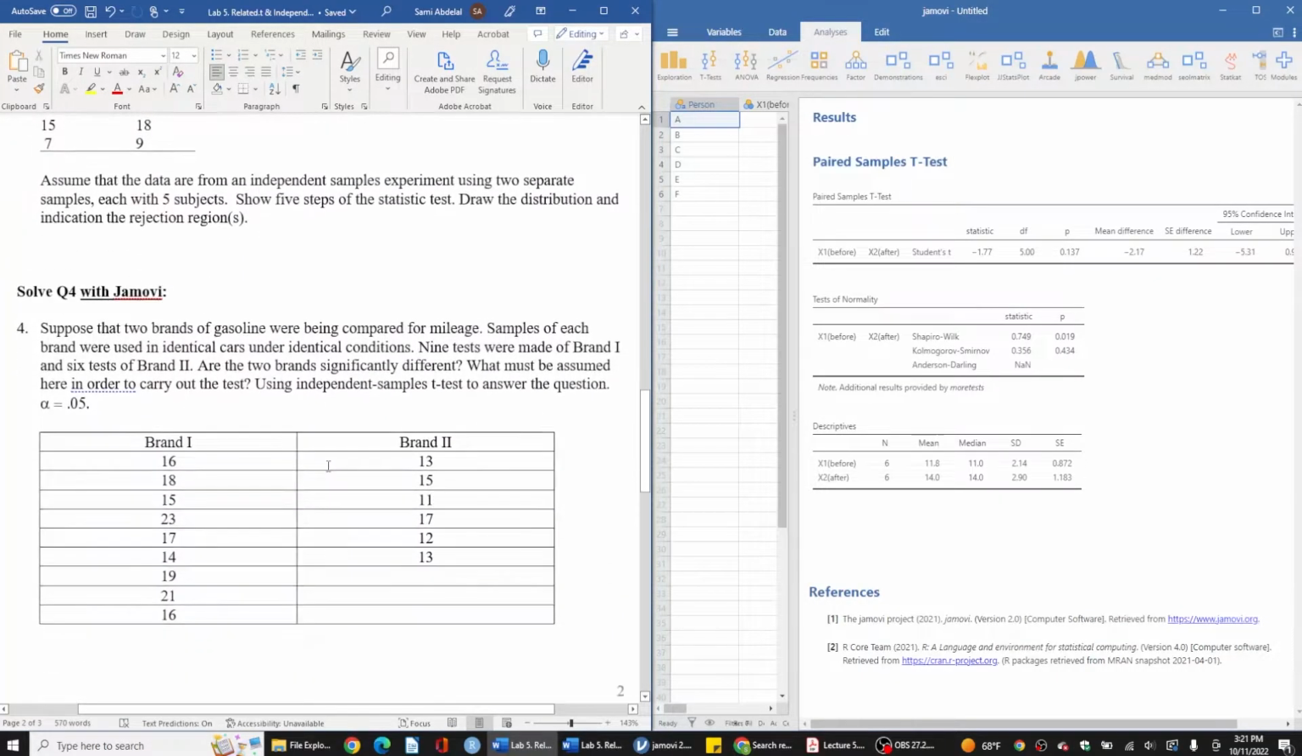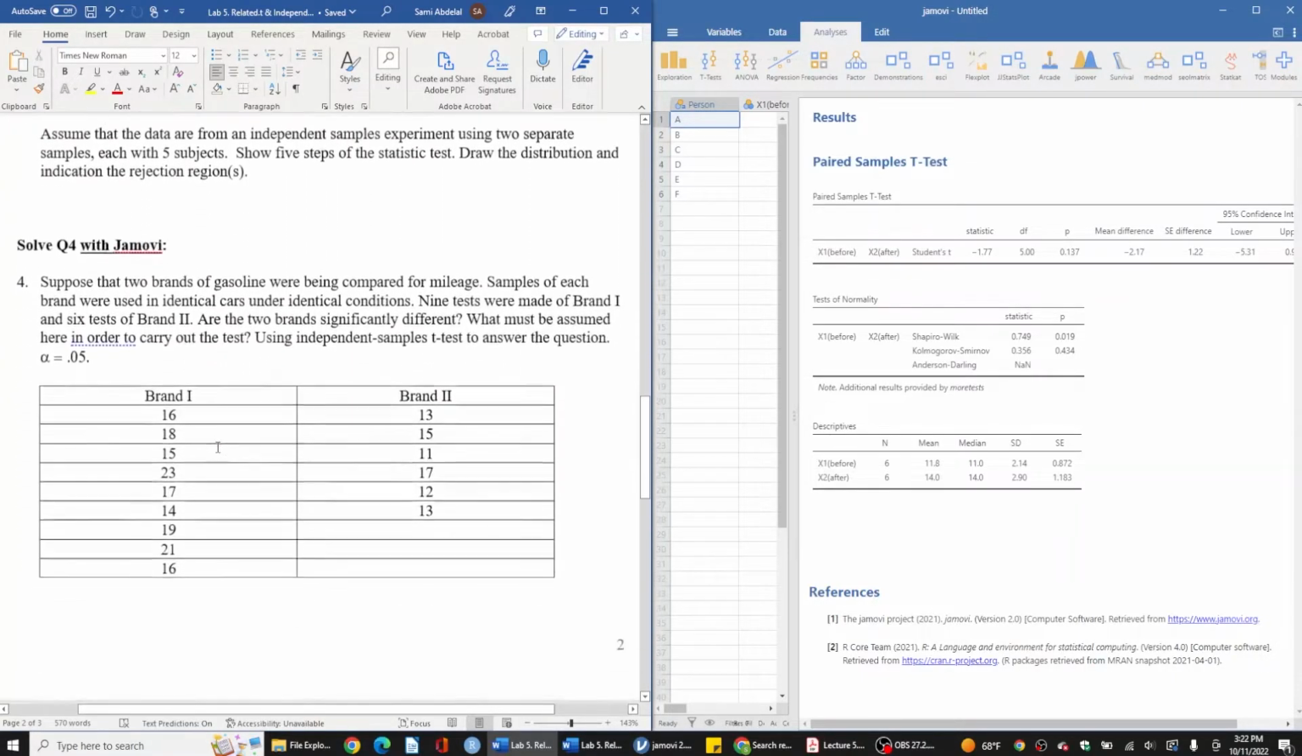This is going to be an independent sample t-test. So suppose that there were two brands of gasoline that were being compared for mileage. Samples of each brand were identified, and then under identical conditions, 9 tests were made of brand 1, and then 6 tests of brand 2. So are these significantly different from one another? Again, this is an independent sample t-test.